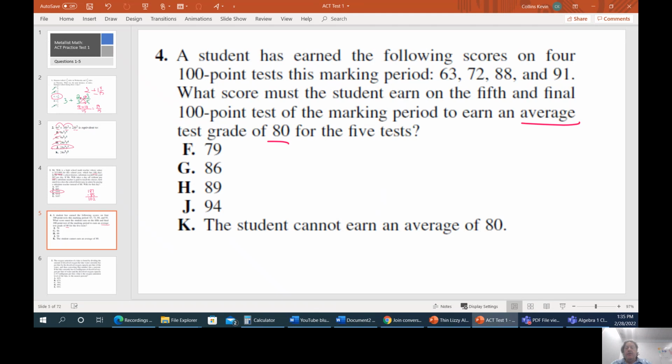So how many points would we actually need here? Well, we would need 5 times 80, which is 400. Again, use your calculator if you need to. So he's going to need 400 points total. These are the points he's already got in the bank. So we're going to take those 4 test scores, subtract those off of 400, and hope that the answer you get is something less than 100. If the answer we get is more than 100, then it would be answer K. But let's check it out.